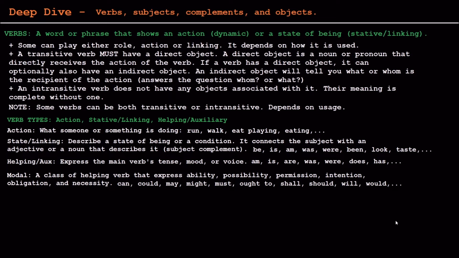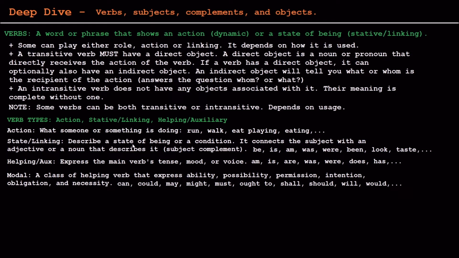If it's intransitive, it means that it doesn't have an object with it, right? Its meaning is complete without having an object. And again, you've got to remember that some verbs can be either transitive or intransitive. It depends on how they're being used.